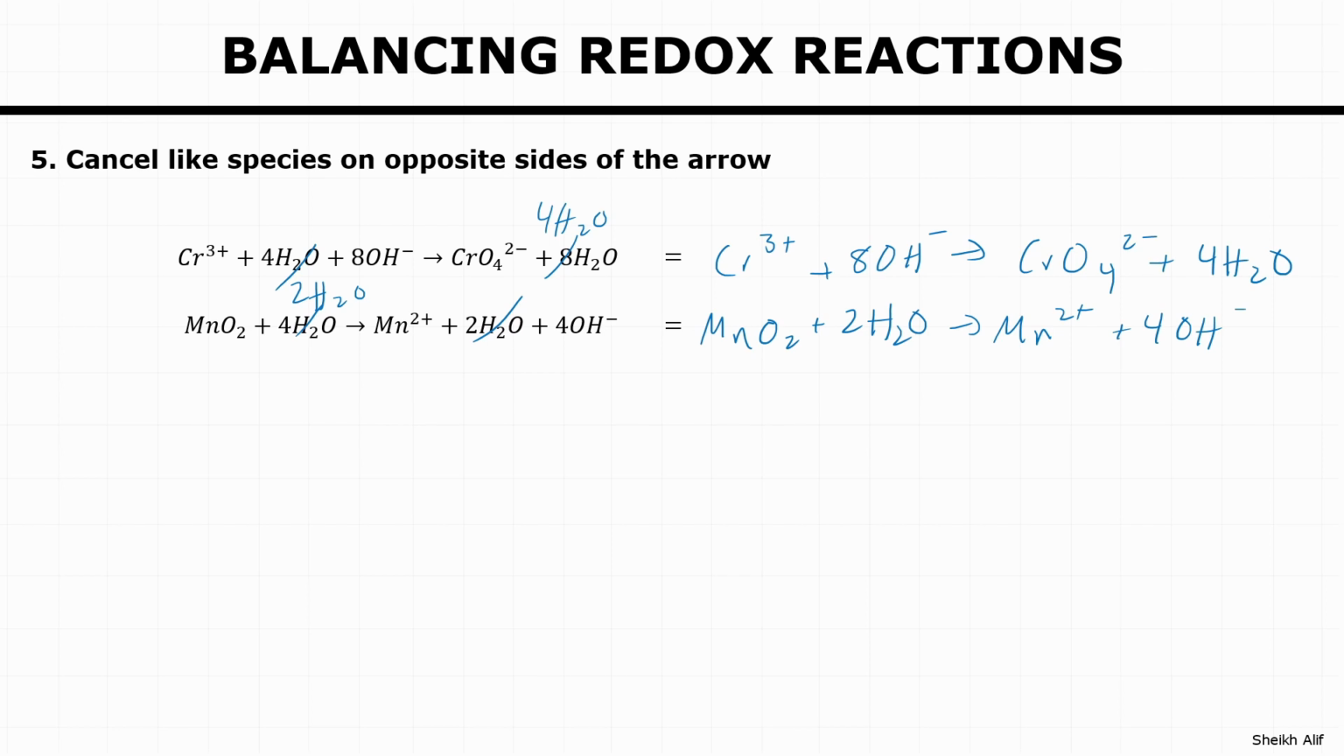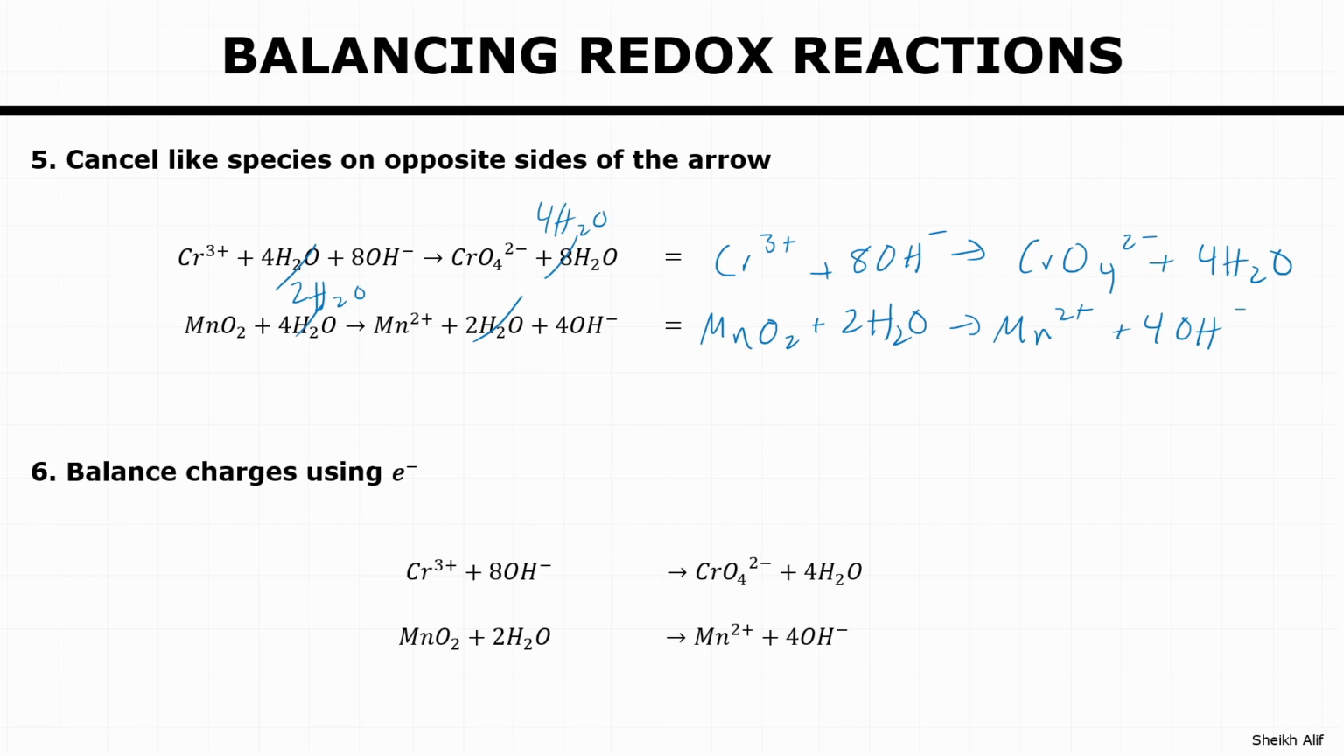We need to balance the charges too. So step 6 is to balance charges using electrons. If you notice, for the first half reaction, you have a charge of -5 on the reactant side, +3 from the chromium, and then -8 from the hydroxide. And on the right-hand side, you have a charge of 2-, so -2. So in order to balance the charge, let's add 3 electrons to this side.